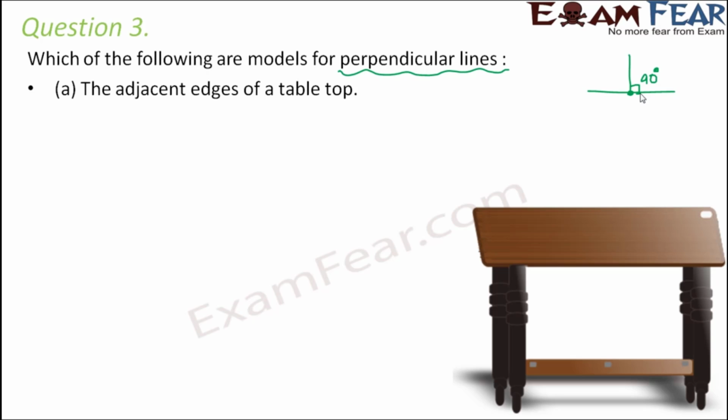So, the adjacent edges of a tabletop. If you look at the tabletop, you would see that this side and this side, these are the adjacent edges, the adjacent sides. So are they perpendicular to each other? Yes, they are, because when you look at a tabletop, the tabletop is rectangular in shape, if we are talking about a general rectangular tabletop. So in that case, the adjacent sides are perpendicular to each other.